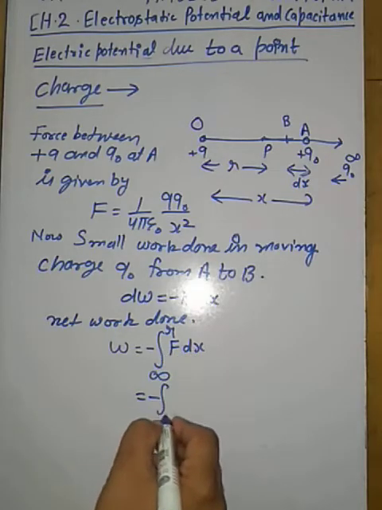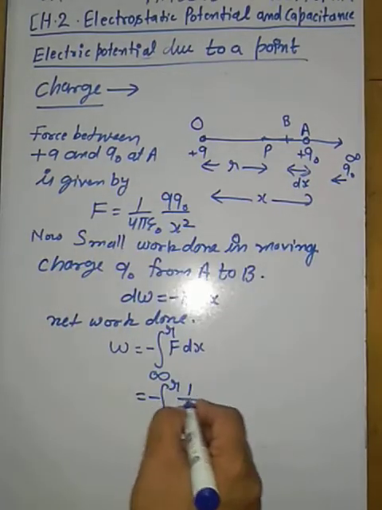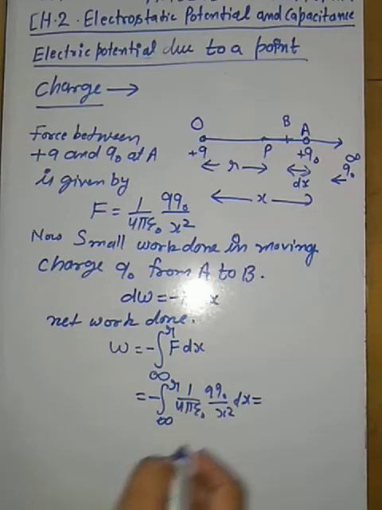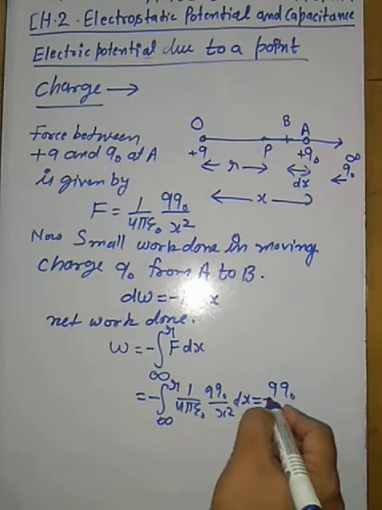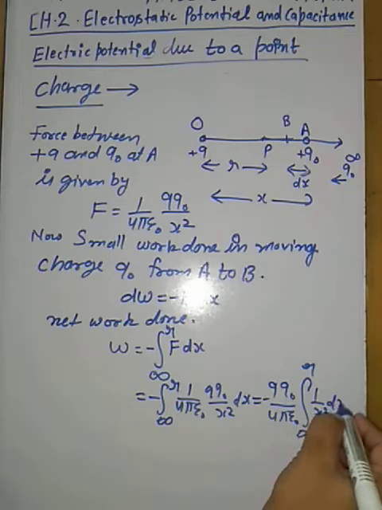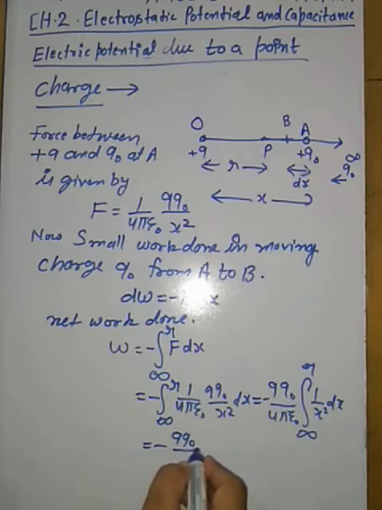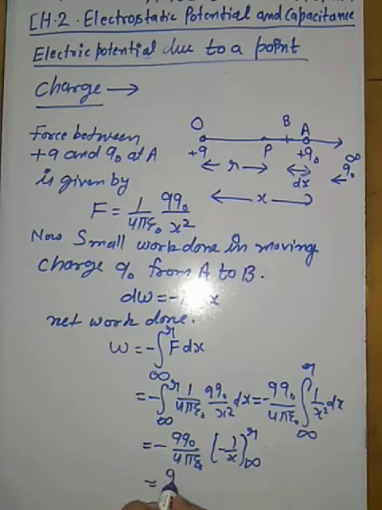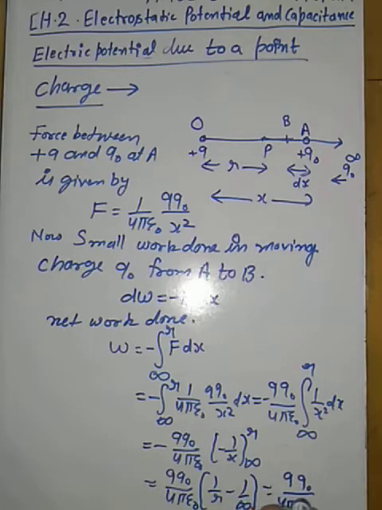Now after putting the limits infinity to r, the value of F is 1/4 pi epsilon naught Q Q naught upon x square, dx. Constant terms may be taken out: Q naught with negative sign upon 4 pi epsilon naught, and the integral from infinity to r of 1 upon x square dx. Then minus Q Q naught upon 4 pi epsilon naught times the integral of 1 upon x square, which is minus 1 upon x from infinity to r. Minus becomes plus, upper limit minus lower limit, that means minus 1 upon r minus 1 upon infinity, and the answer is Q Q naught upon 4 pi epsilon naught r.